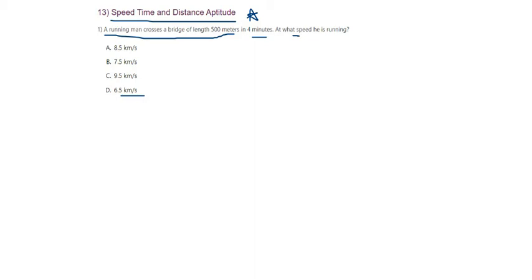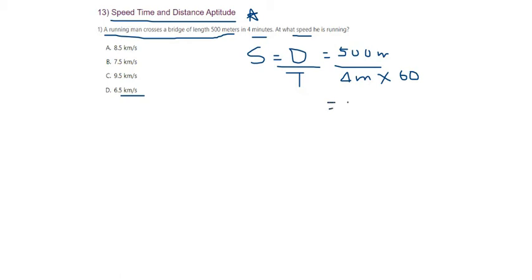So the formula for speed is nothing but distance by time. Your distance is 500 meters and your time is 4 minutes. Your minutes should be converted into seconds, so it's into 60. If you calculate this, 500 by 240, you get 25 by 12 meter per second, because we have not converted the meters yet.